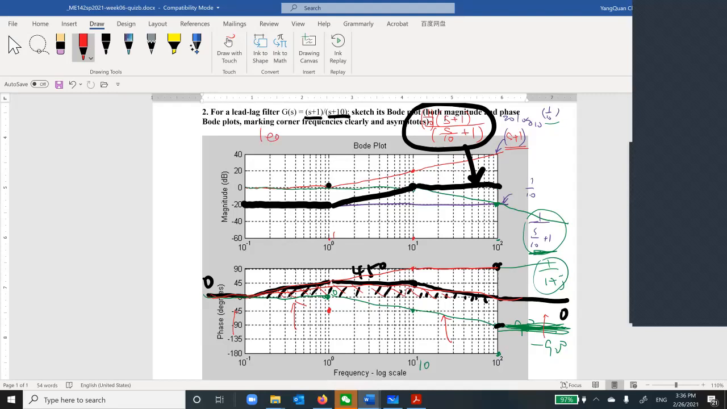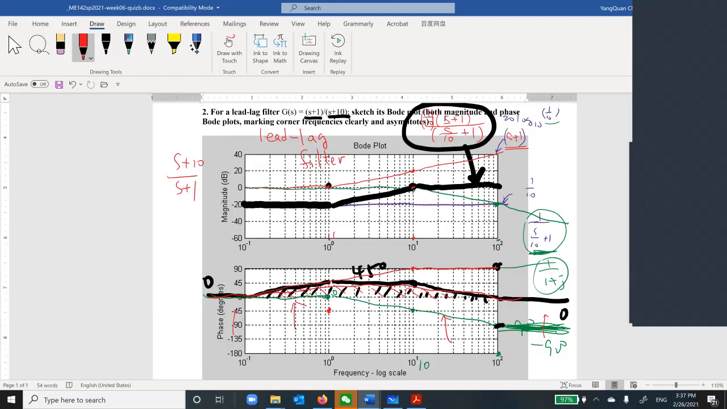So this is also called lead, yeah, it's called a lead lag filter. Okay, because the system is going to lead first, then come a lag, then become 0. So it's lead and lag. Okay, so the zero is smaller than the pole, but it could be opposite. So if you have s plus 10 divided by s plus 1, what's going to happen?